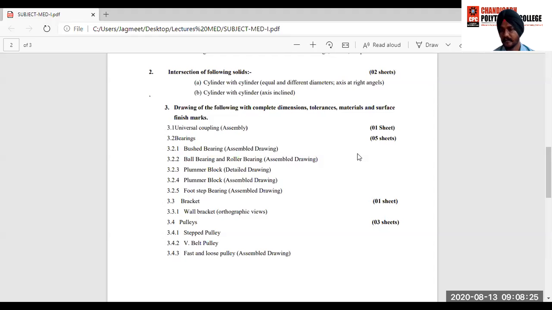Like universal coupling, we will complete this drawing, their assembly drawing with complete dimensioning, tolerance, materials, and surface finish marks. We will complete one sheet of it. The question will be given according to the assembly. In universal joint, the detailed drawing will be given to you, and you have to complete their assembly, and after that you will complete the orthographic projection of assembly drawing. You will complete the front side and top view according to the question.